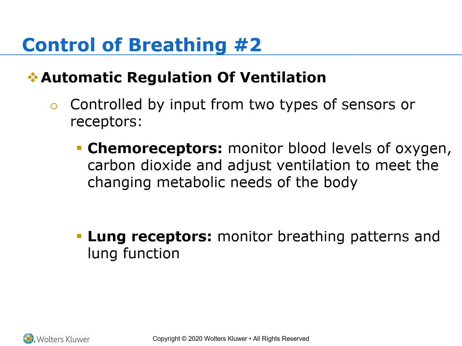When we talk about regulation of breathing, we have automatic and voluntary components. So the automatic regulation is the input from two types of sensors, the chemoreceptors and the lung receptors. Chemoreceptors monitor blood levels of oxygen, carbon dioxide, and pH, and then they control the ventilation to meet those metabolic needs. The lung receptors monitor the breathing pattern and the lung function.